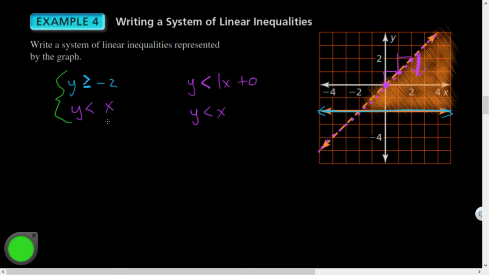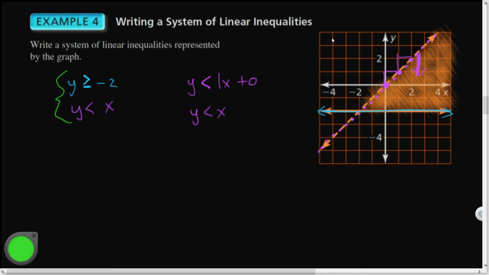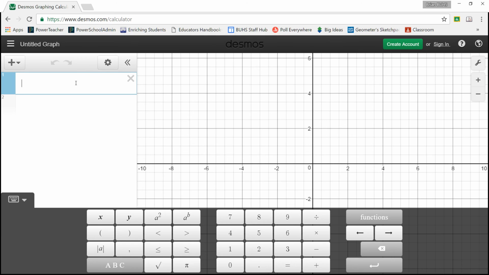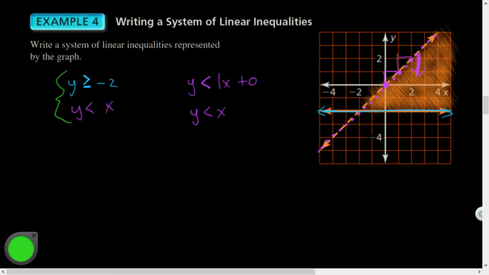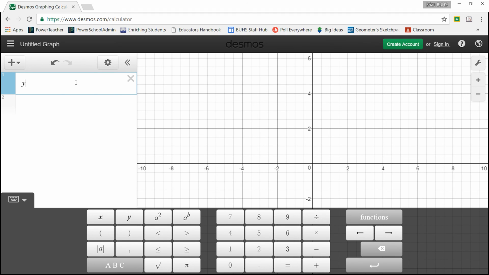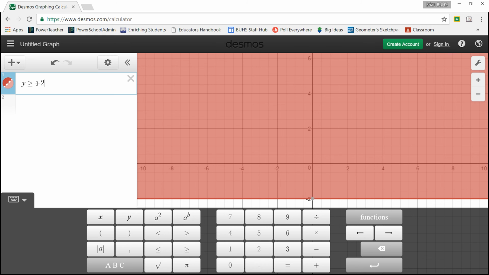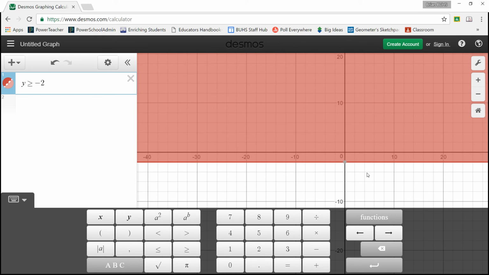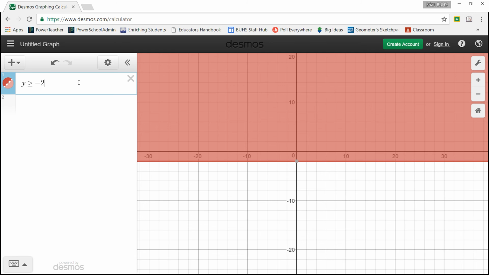Let's actually graph this using the Desmos grapher. I don't know if you guys knew this, but Desmos can graph inequalities in a really beautiful way. So my first inequality is y is greater than or equal to -2. Watch this. I'm going to do y, the greater than sign, and then hit the equal sign. Bam. I hit equal sign, and it combined them into a single symbol. Then -2, and notice that it graphs that whole half plane for us.